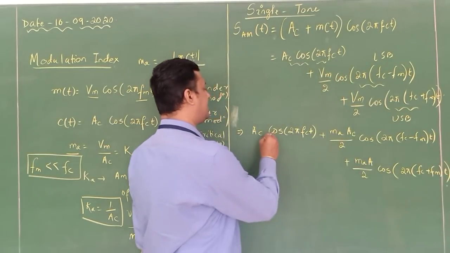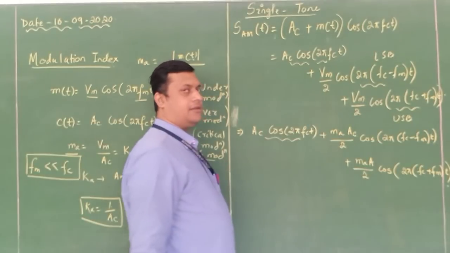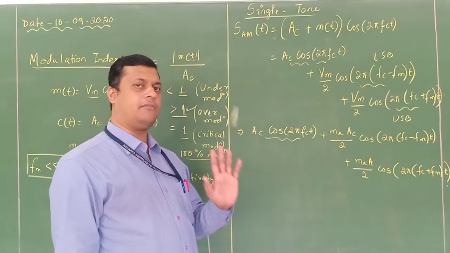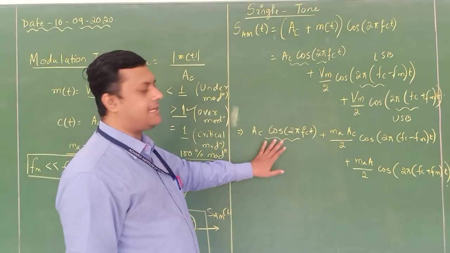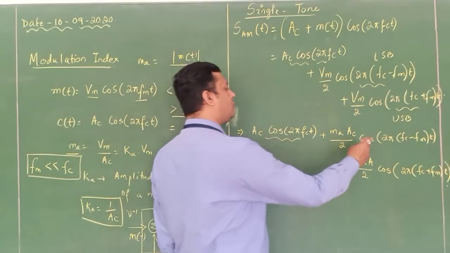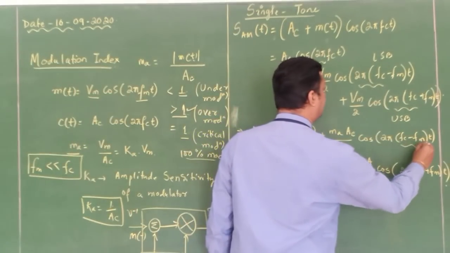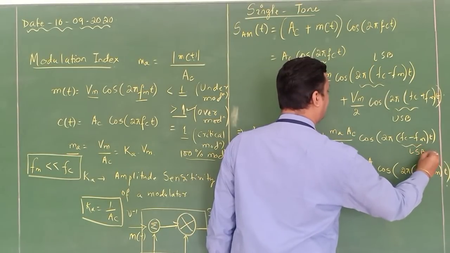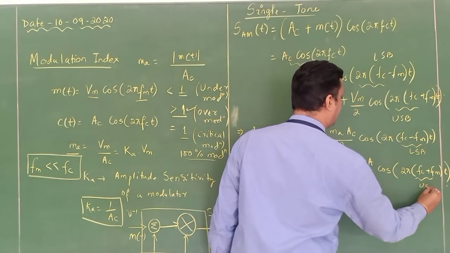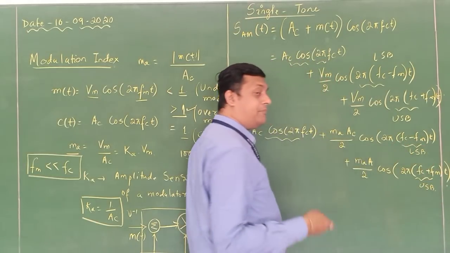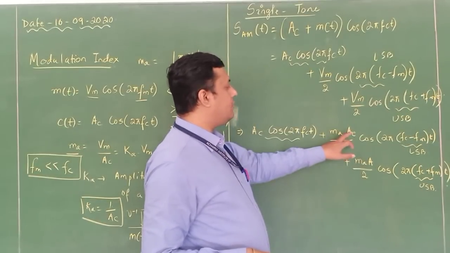Okay. So this is the carrier representation, because since it is an AM signal, carrier must be there. So this is my carrier signal. And these are the two sidebands. This is our lower sideband and this is our upper sideband, whose amplitude is Ma into Ac by 2.